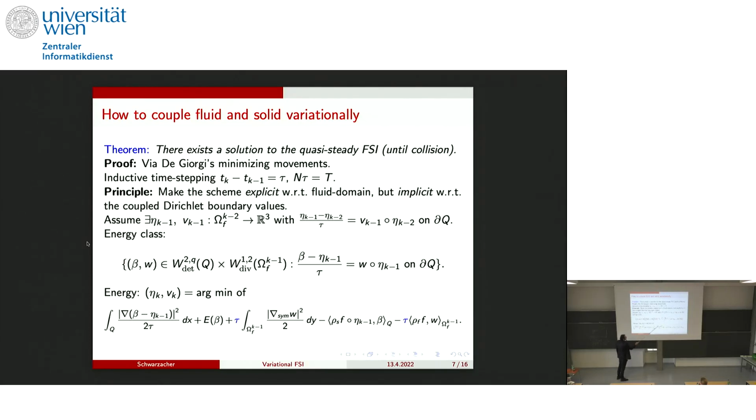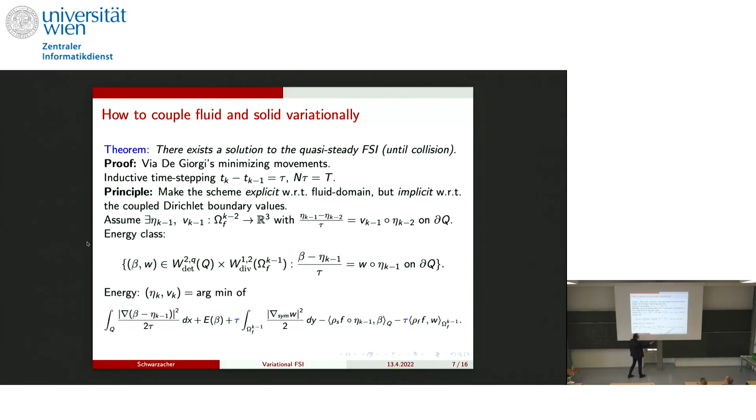So this is the viscosity of the fluid, this is the viscosity of the solid. And now we look for the next step. So this is the geometry which is already given, the eta k minus 1. This determines our fluid domain here. And now we look for the next state of the solid, and we pay a price of the viscosity here with the right scaling. And this tau is very important.